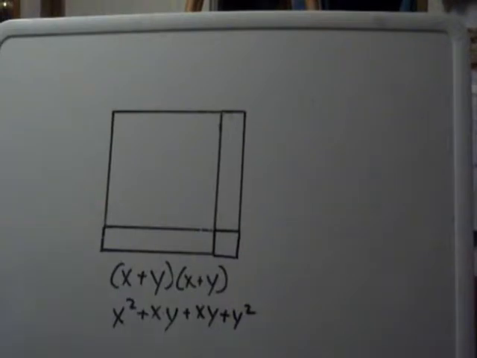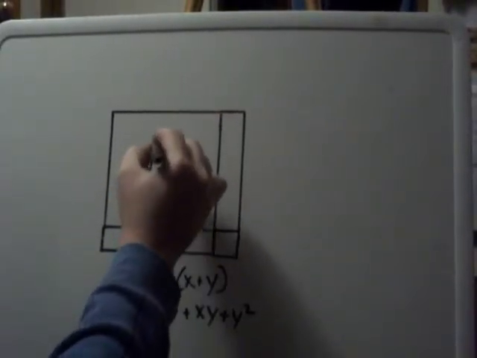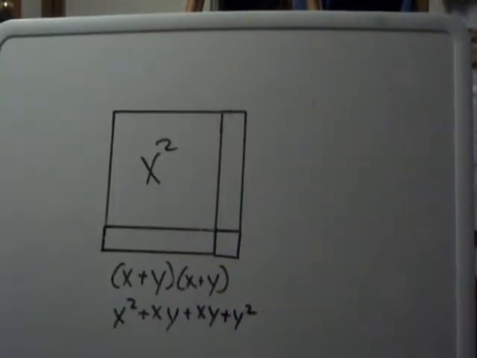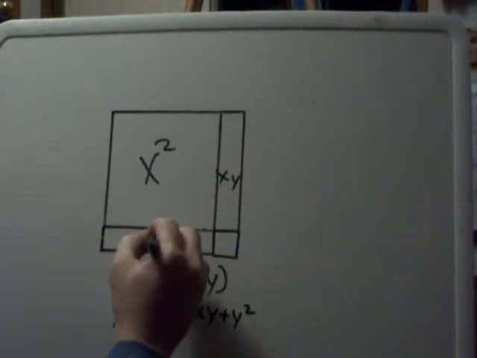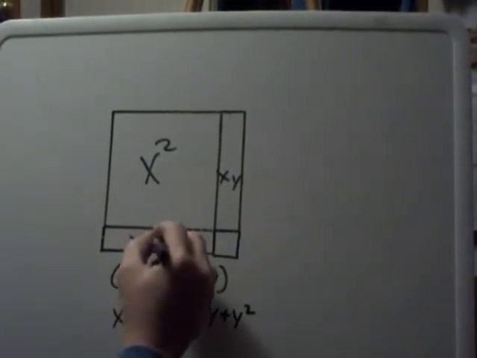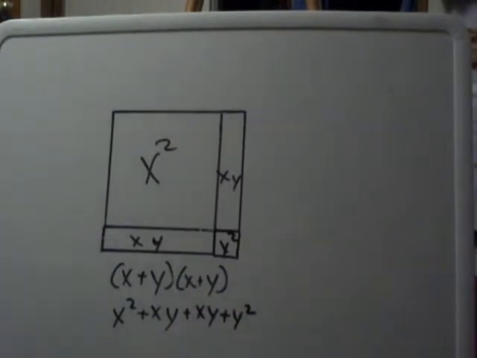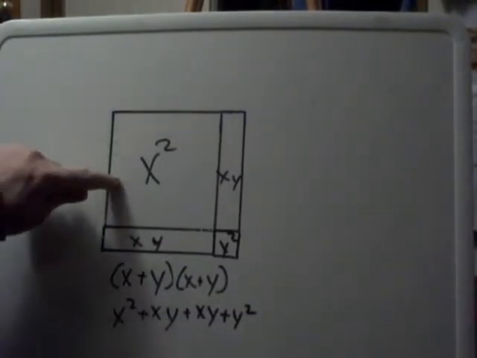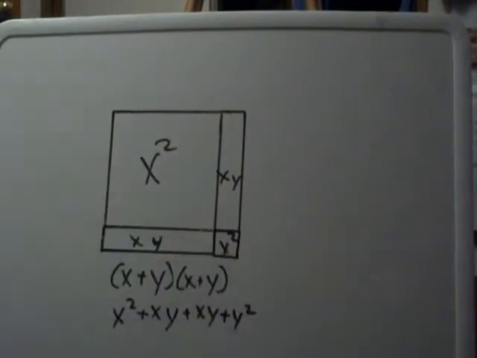Now then, this is x squared right here. This is xy. This is xy. And this is y squared. Let me say that again. This is x squared, this is xy, this is xy, this is y squared.